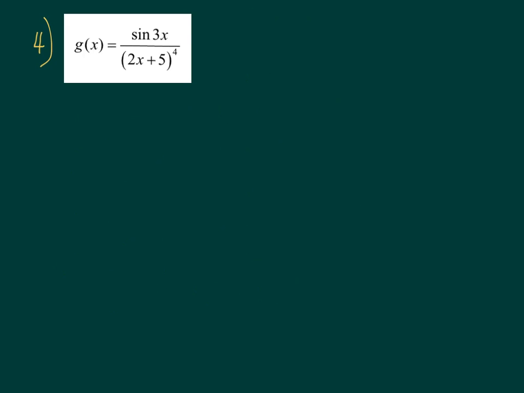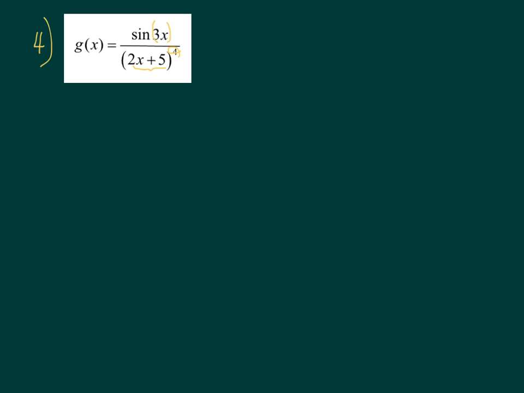Okay, looking at this next one, g of x equals sine of 3x. Okay, so again, as soon as your angle is something other than just x, so if we have a trig function and then our angle is something other than x, that indicates that's the chain rule. Okay, so sine of 3x divided by 2x plus 5 to the fourth. So again, we have an inside and then we have an exponent of 4. Okay, so we actually are going to have to do chain rule with both of these, and we have a fraction, so that tells us it's the quotient rule as well.